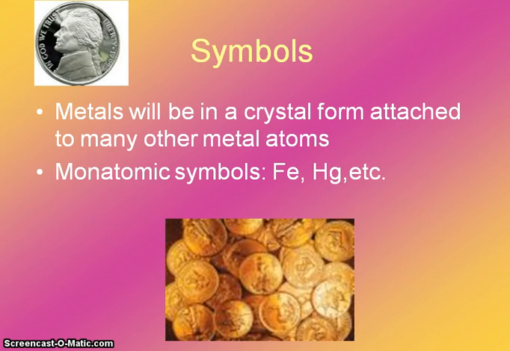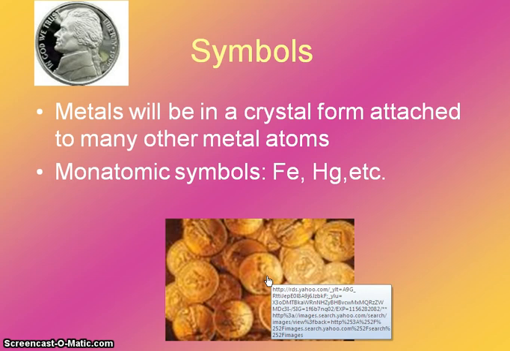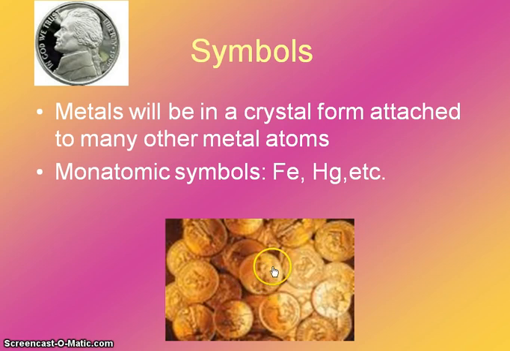And finally, the symbols of metals are written as if they were monatomic. So iron, we would just say Fe, mercury, just Hg. These gold coins here, we would just say Au. But in reality, these metals are actually many, many other metal atoms all attached together in a crystal structure. This coin itself is not just one giant gold atom, it's many gold atoms together, but to simplify, we generally just write them as if they were monatomic.